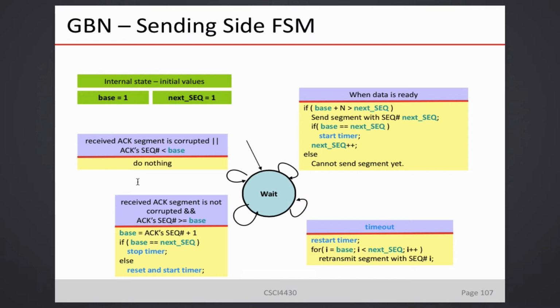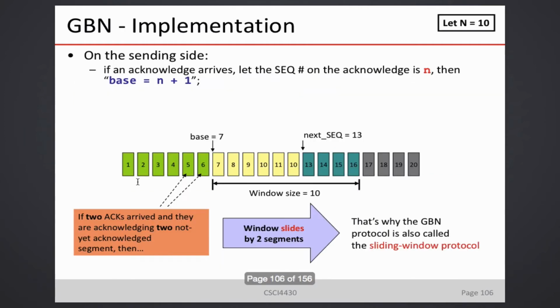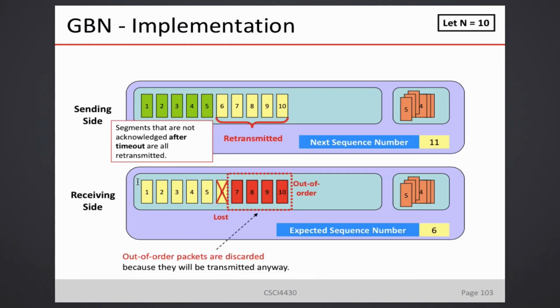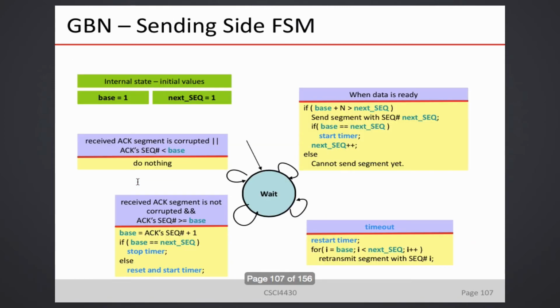So how about the timeout? The timeout is doing something horrible. For all packets from base to next sequence number, that means all packets being sent but not being acknowledged, we retransmit. Why the storage comes in this way follows this idea: out of order, discard, and I request you to retransmit those out of order packets together with the lost one. So that's why I have this control.